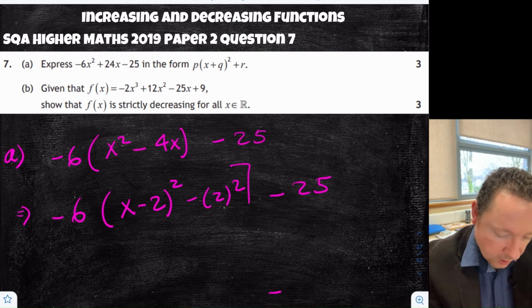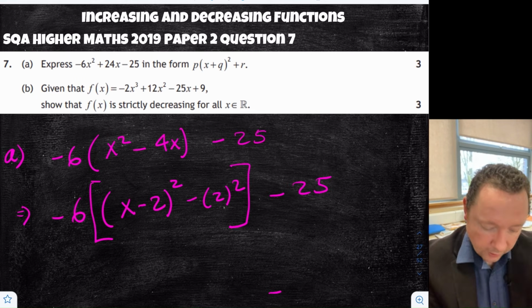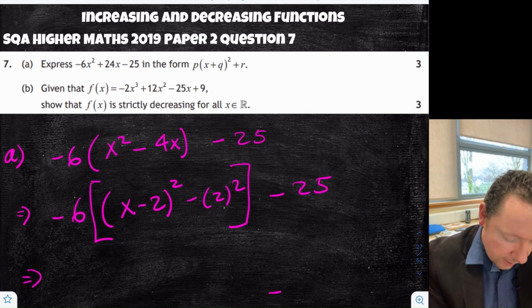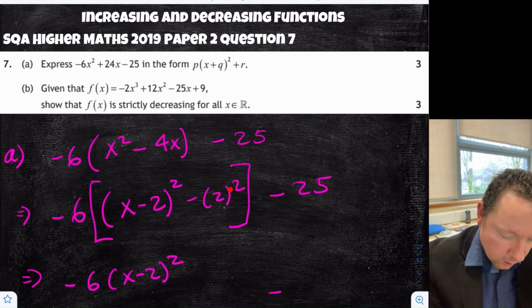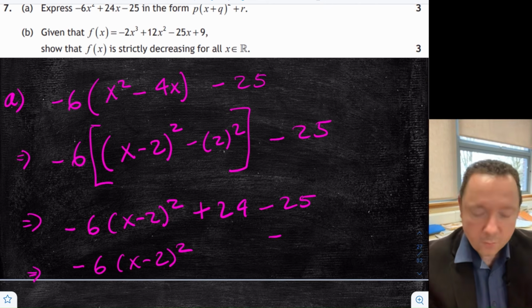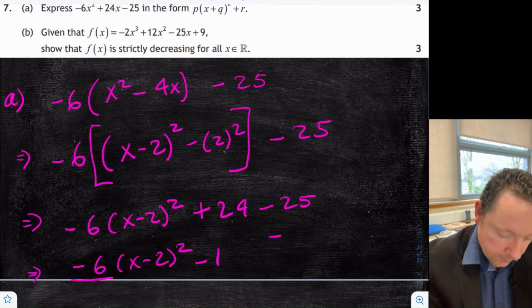Just be aware that this is all times by minus 6 though, so we need big brackets around it. So that gives us minus 6, x minus 2 squared. 2 twos is 4, 4 sixes is 24. So we get plus 24 minus 25 sitting on the end. So that's minus 6, x minus 2 squared. 24 minus 25 is minus 1.